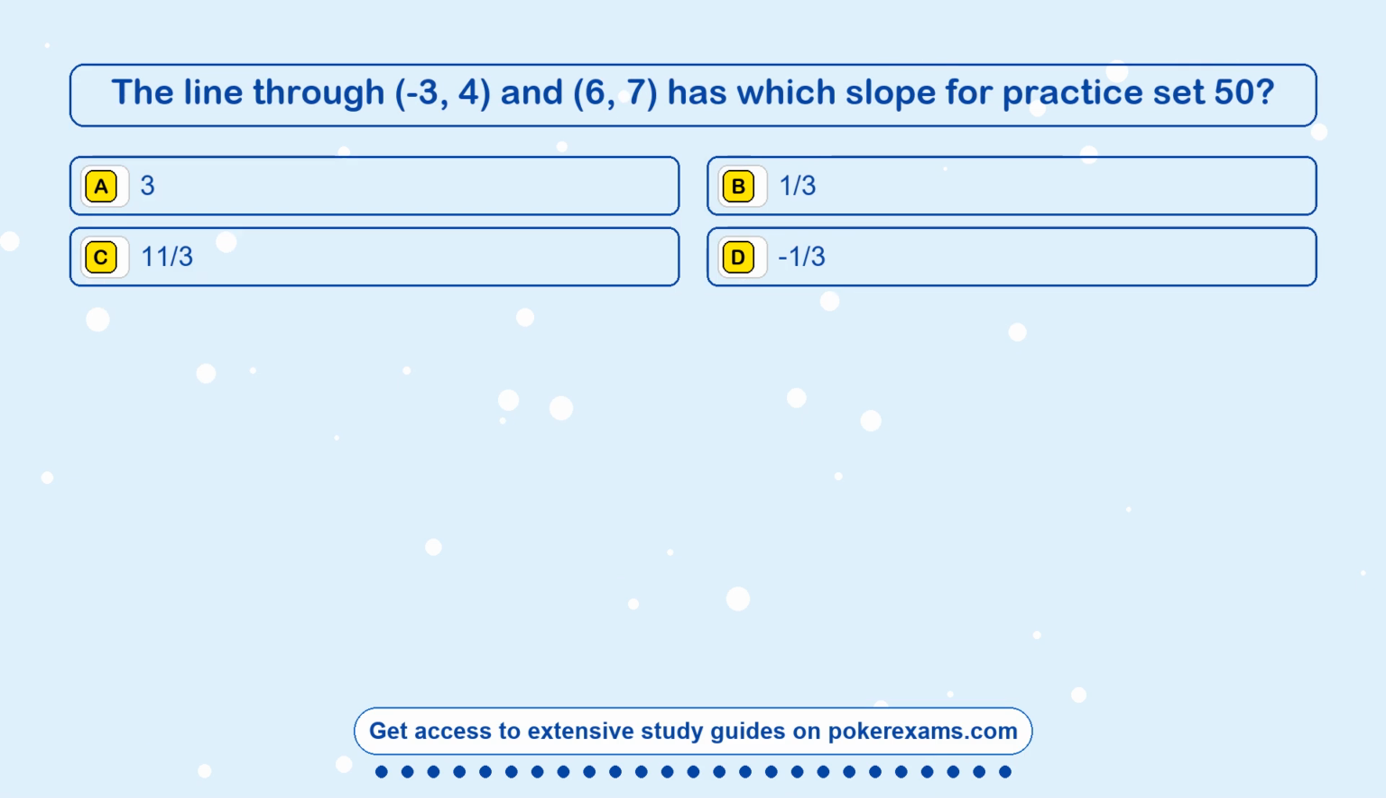Question 13. The line through -3, 4, and 6, 7 has which slope for practice set 50? Option A, 3. Option B, 1/3. Option C, 11/3. Option D, -1/3.